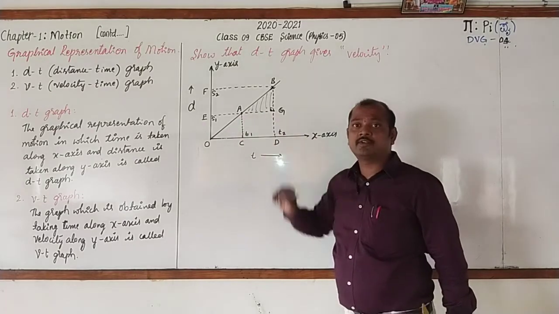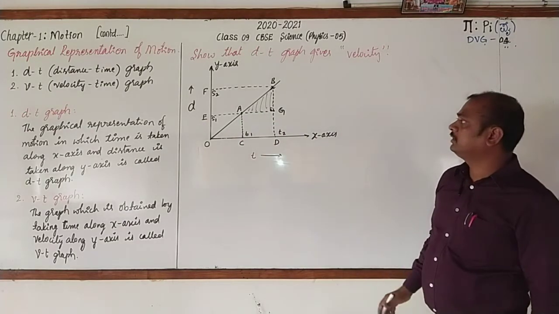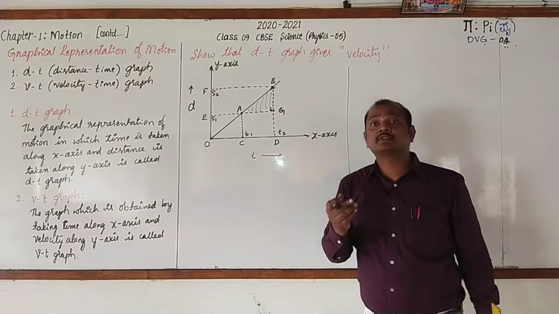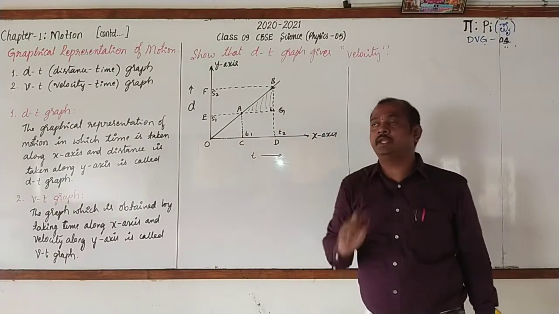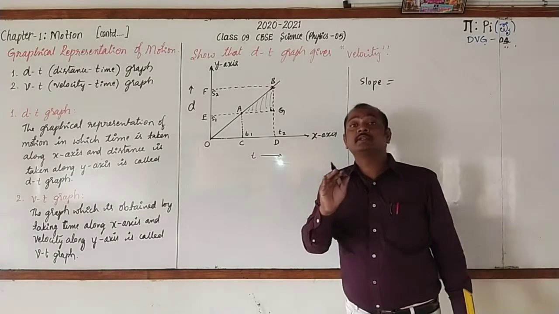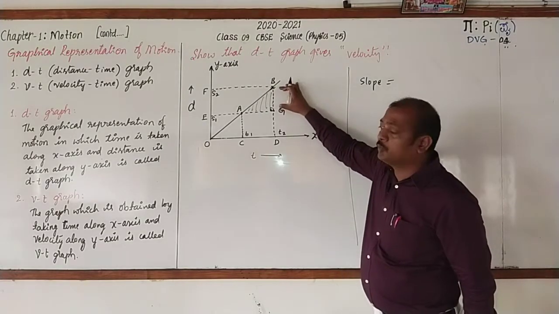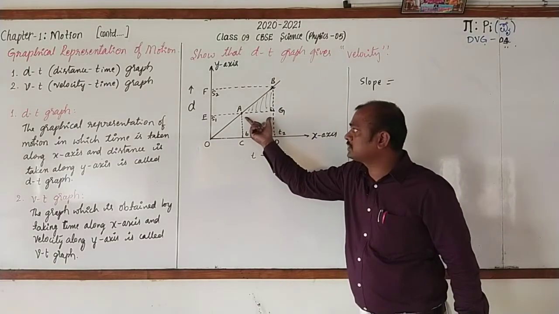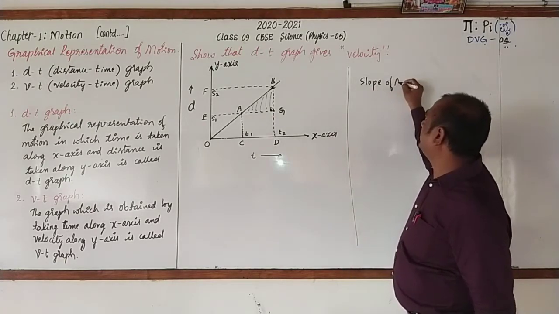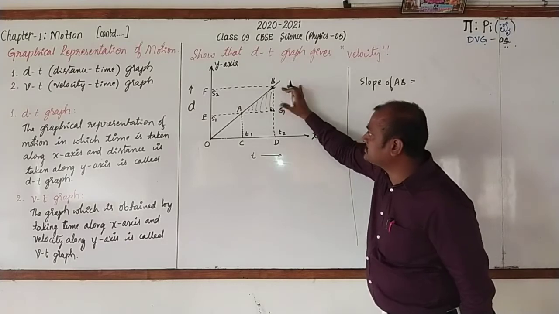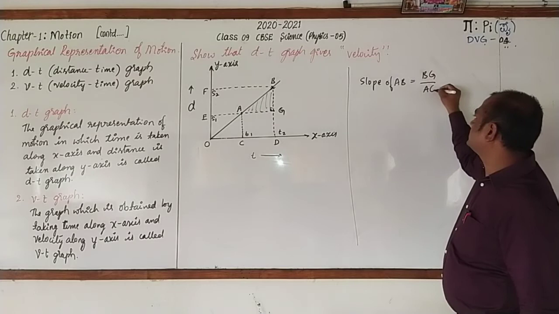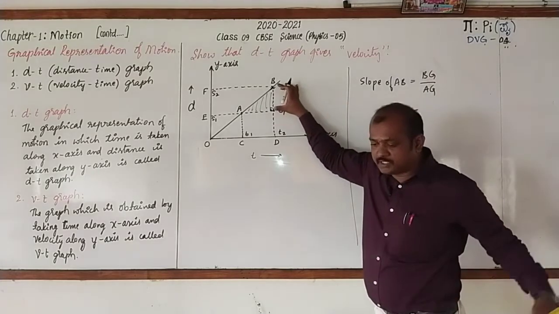It is a right triangle. Now let's go for finding the slope of AB. What is slope? S-L-O-P-E. It is the ratio of vertical distance to the horizontal distance. Then I can write the slope of AB as BG by AG. What is BG?